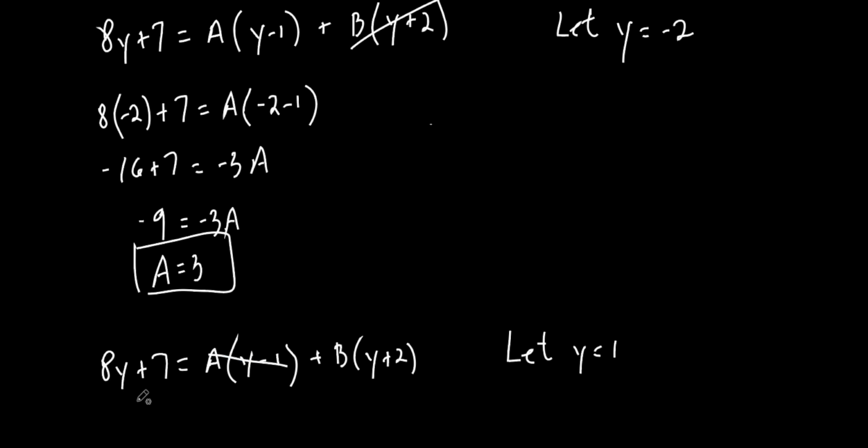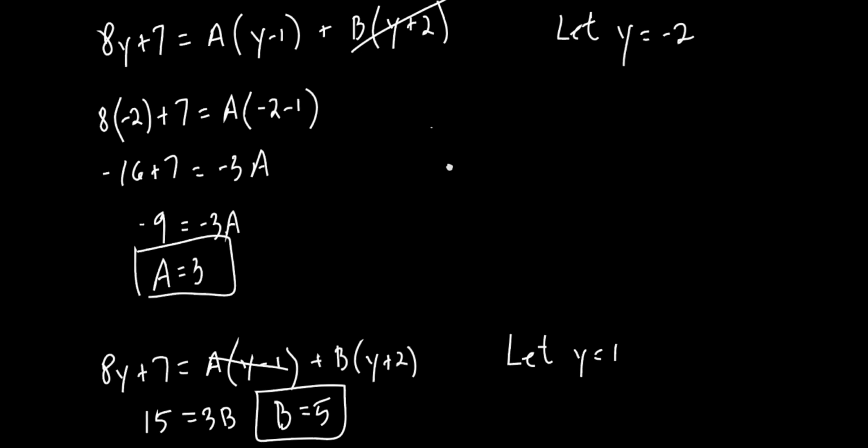What's this? 8 times 1 is 8 plus 7 is 15. Put a 1 in for this. 1 plus 2 is 3 times b is 3b. So what's b equal to here? It's 5. There you go. And you're basically done, but you got to write it the correct way.